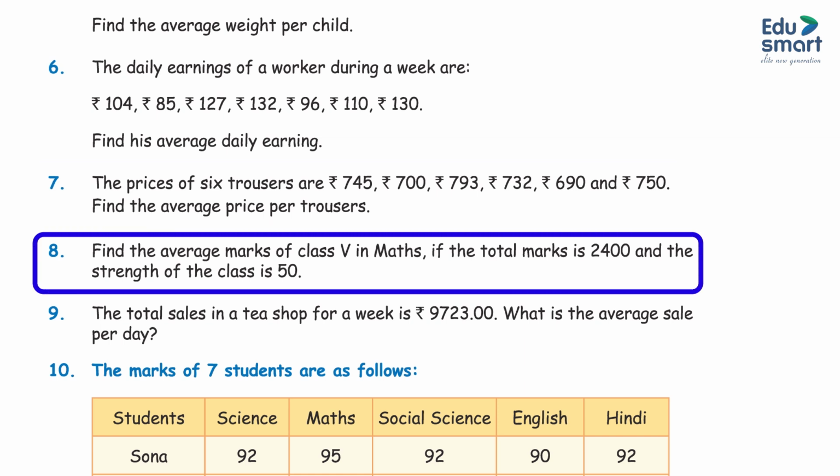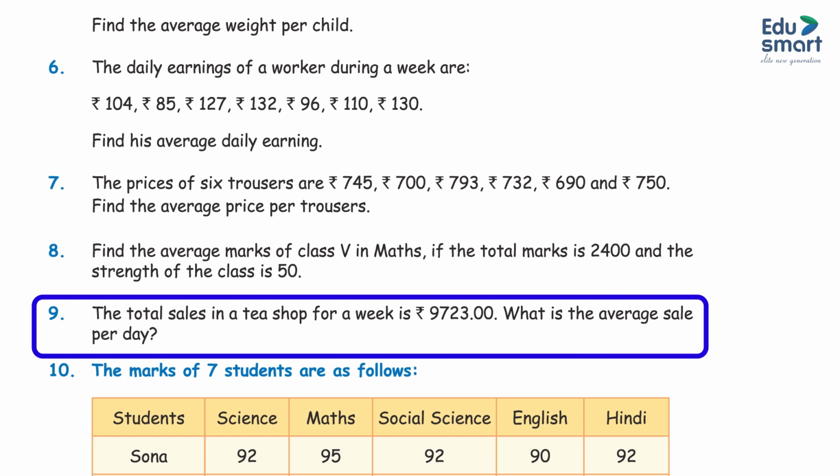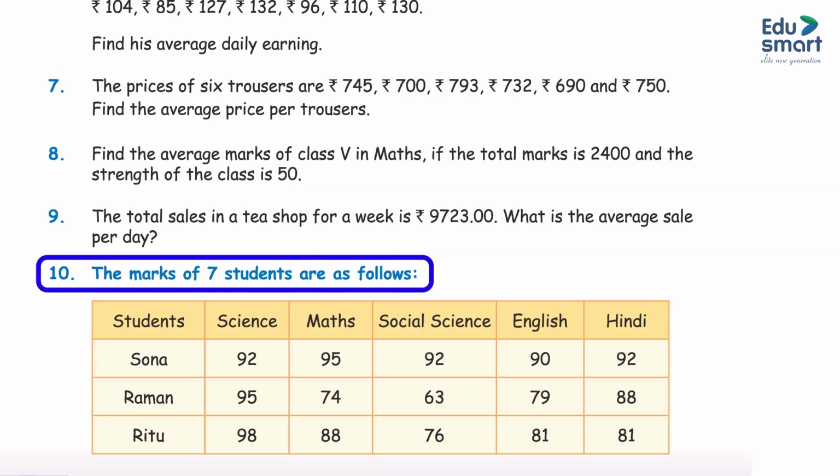Question 8. Find the average marks of class 5th in maths, if the total marks is 2400 and the strength of the class is 50. Answer 48. Question 9. The total sales in a tea shop for a week is rupees 9,723. What is the average sale per day? Answer 1,389.